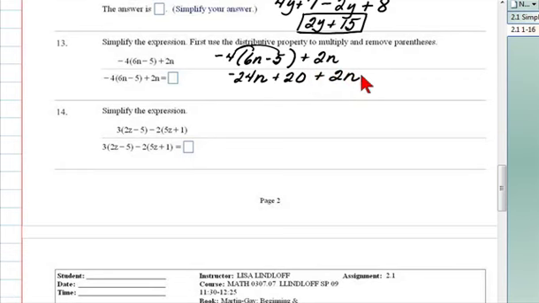The second step of simplifying is to combine like terms. Does that apply? Yes, because I have a negative 24n and a positive 2n, which gives me how much? Negative 22n, and the plus 20 does not have any partners to join up with. So I'm done.